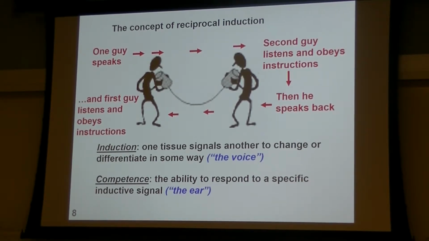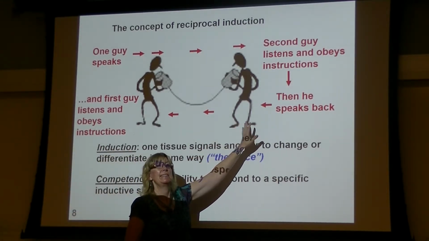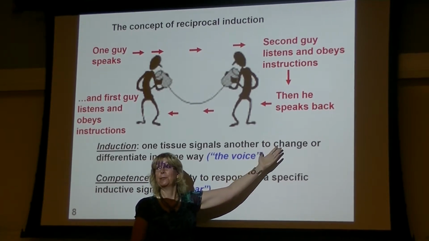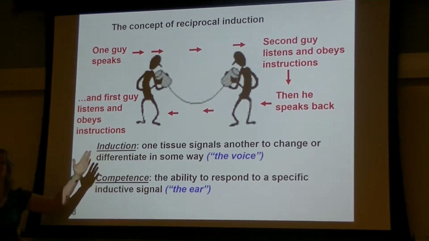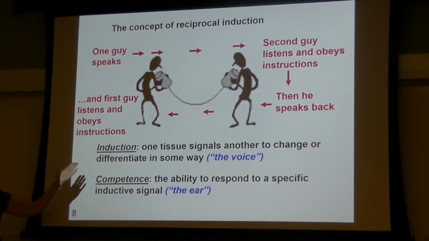So then, to take this that step further, the reciprocal part is that now this layer of cells that received information and was changed by it, they become the inducer. So then they send out a signal now to the first guy and tell him, we want this change, get on the ball. So he has to be the competent one to respond to the signal.